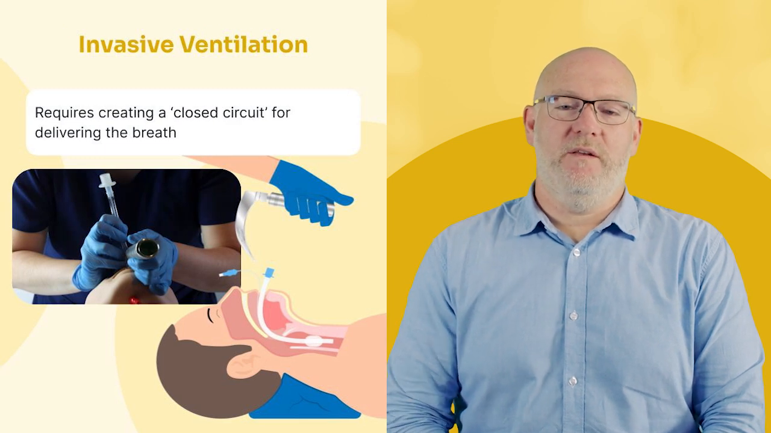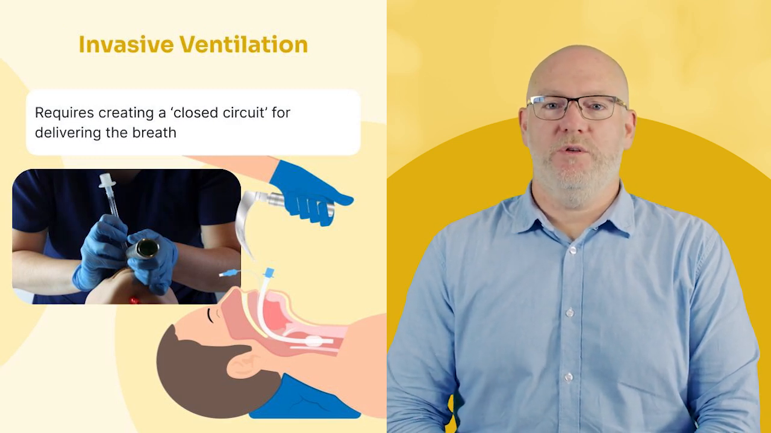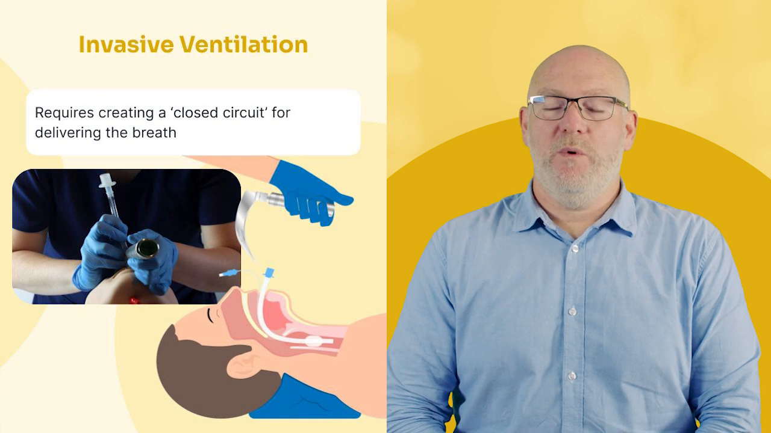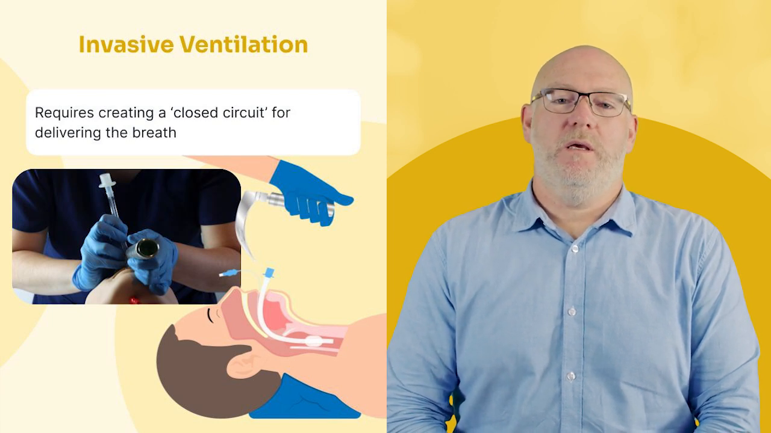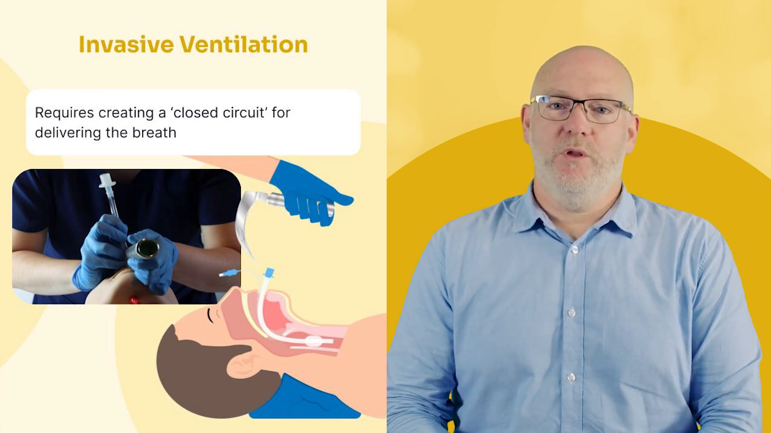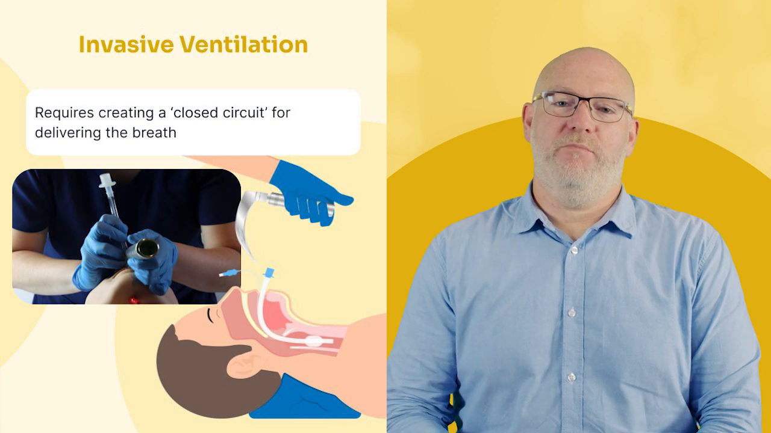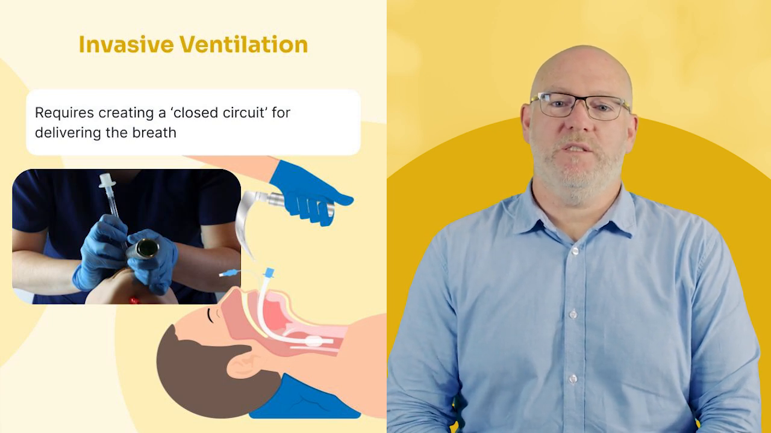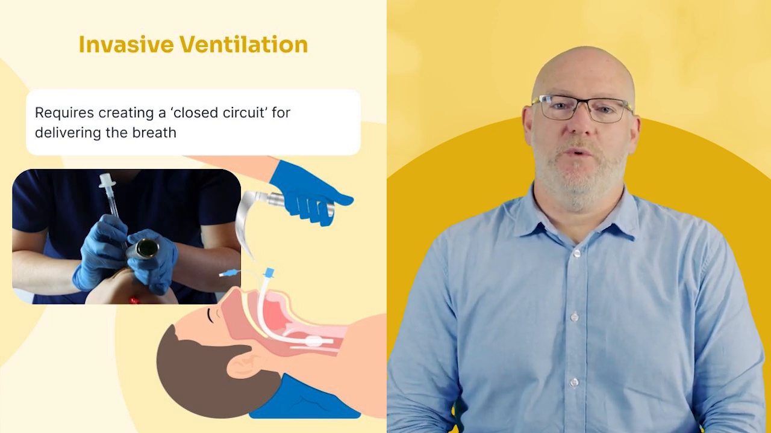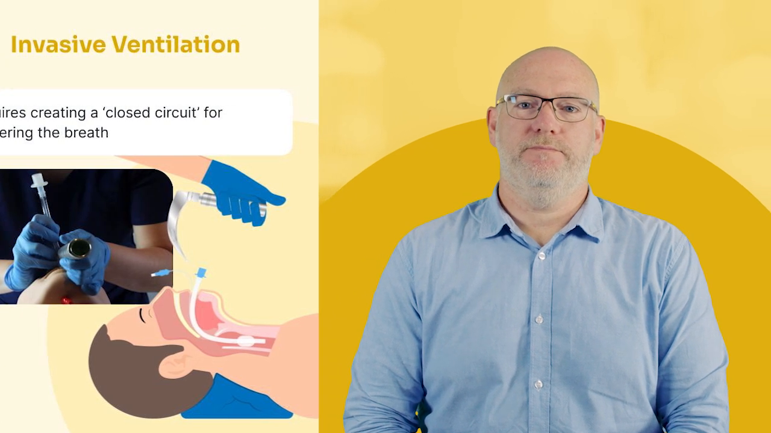In order to deliver invasive ventilation, we need to create a closed circuit. To do that, we put a breathing tube into the airway. Those breathing tubes have cuffs or balloons on the end of them. And with that cuff being blown up, we create a seal, and that's called the closed circuit. And that's how we deliver ventilation.